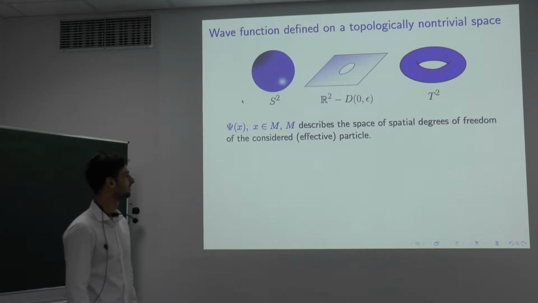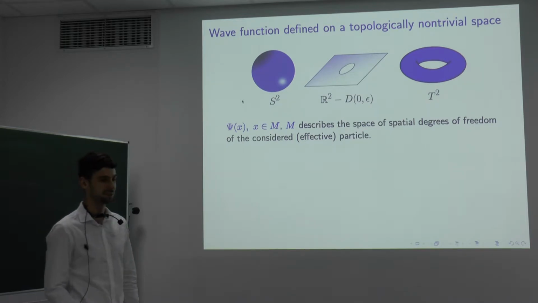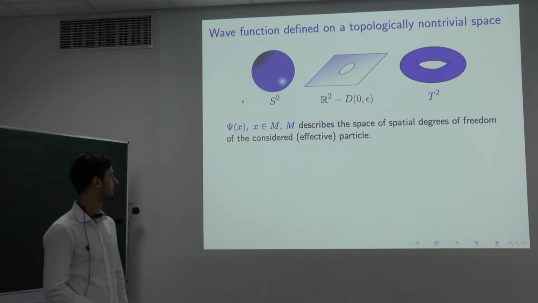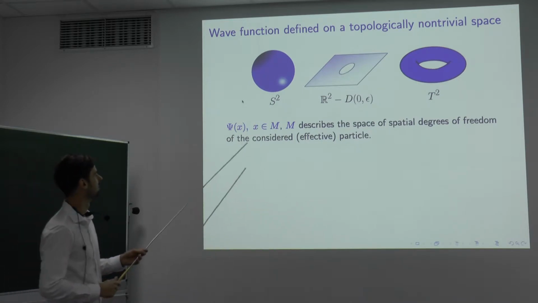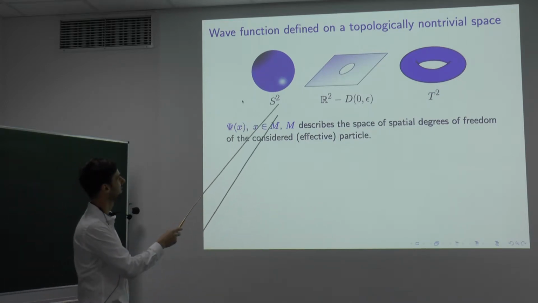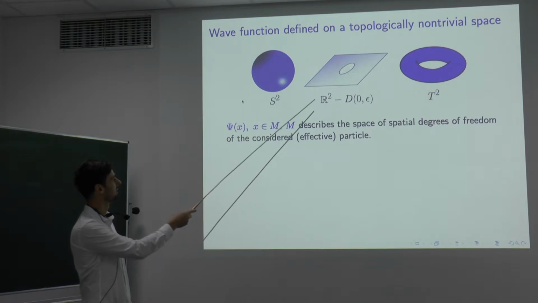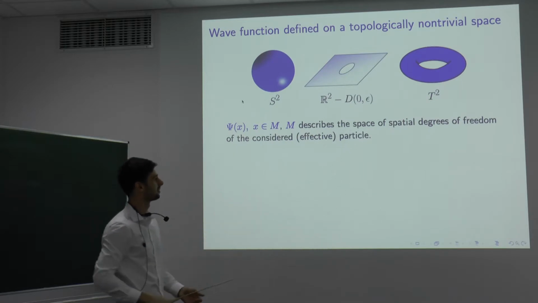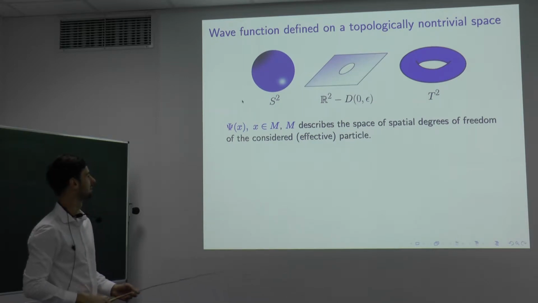The general setting that we have is some wave function defined on a topologically non-trivial space, and this is the source of all the quantum phenomena that we explore. So we have some space, some domain of the wave function, which is topologically non-trivial. For example, it is a sphere, or a plane without a point, or a plane without a disk, or a two-dimensional torus. And we define a wave function on such a space.